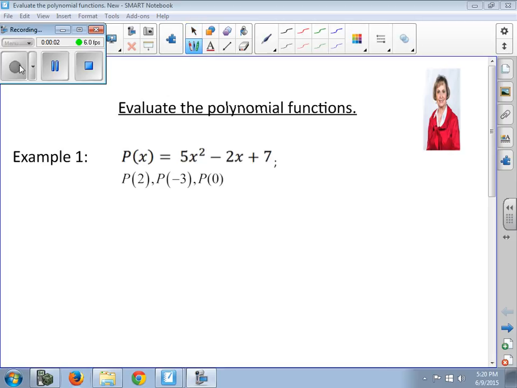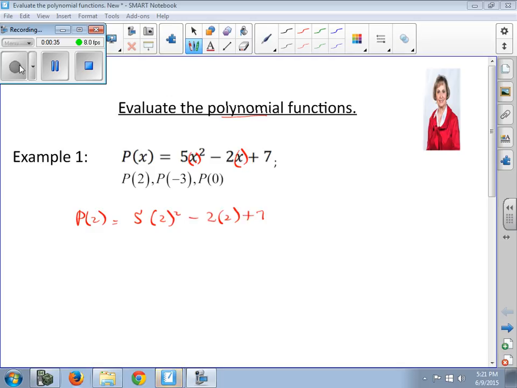Today I'm going to talk with you about evaluating polynomial functions. Example 1. Let's start off with the function 5x squared minus 2x plus 7. The first thing we know we need to do is to wrap the variable in parentheses. The variable is x, so we're going to wrap it in parentheses, and I'm going to start off by doing p of 2. P of 2, if I replace the x with a 2, I'll have 5 times 2 squared minus 2 times 2 plus 7.